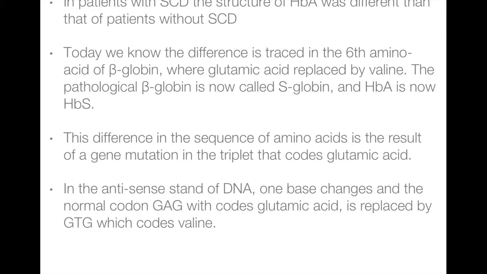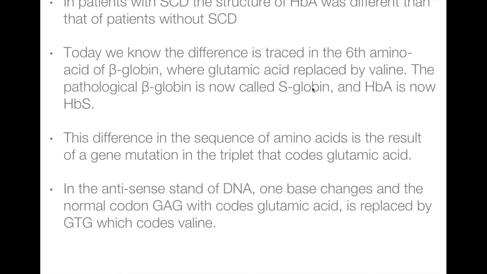Today, we know that this difference is traced to the 6th amino acid of the beta globin, where glutamic acid in the normal beta globin is replaced by valine. The beta globin where the 6th amino acid is valine and not glutamic acid is called an S globin.